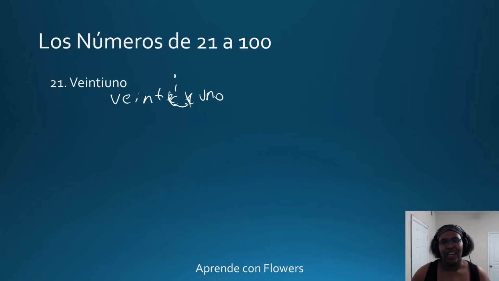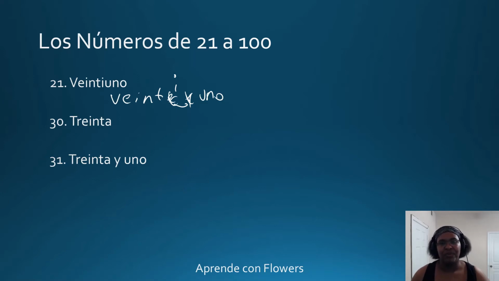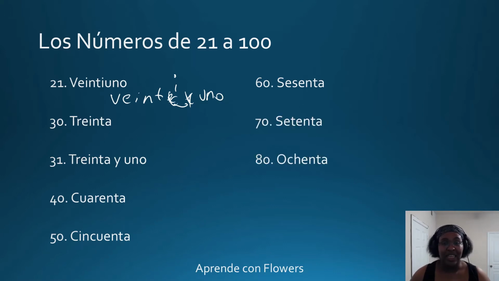So after that, you'll end up with 22, 23, 24, 25, 26, 27, 28, 29, 30. After 30 and so on will follow more of a formula pattern. So you have 31. So it won't change the A and the Y to an I because it'd be treinta y uno, and it's not. It's treinta y uno. Now you have 40, 50, 60, 70, 80, 90, 100.